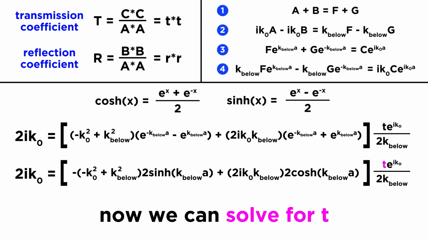Now we can finally solve for t. Let's do this by dividing both sides by this enormous term. Then we can multiply both sides by this denominator, 2k below. And then we can divide both sides by e to the ik0, which is the same as putting e to the negative ik0 in the numerator on the other side. Also, let's just distribute this negative sign across this binomial, thereby flipping the sign of the terms.